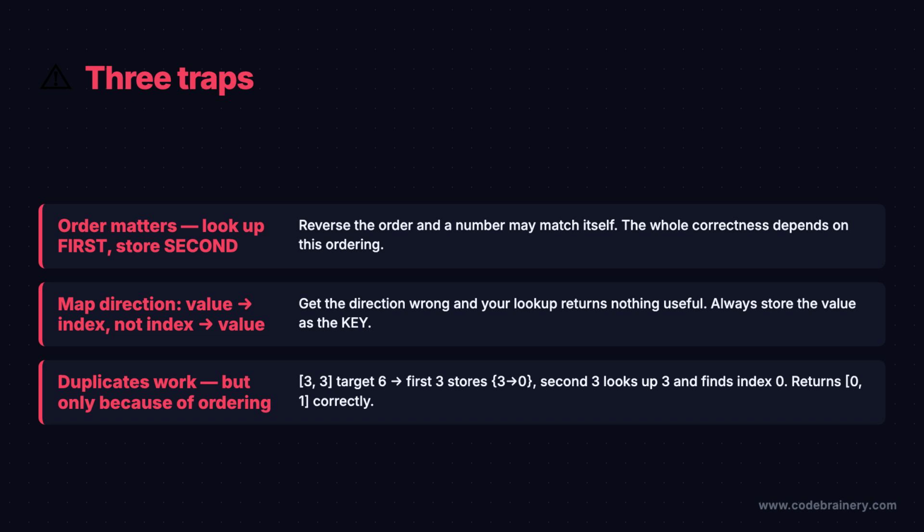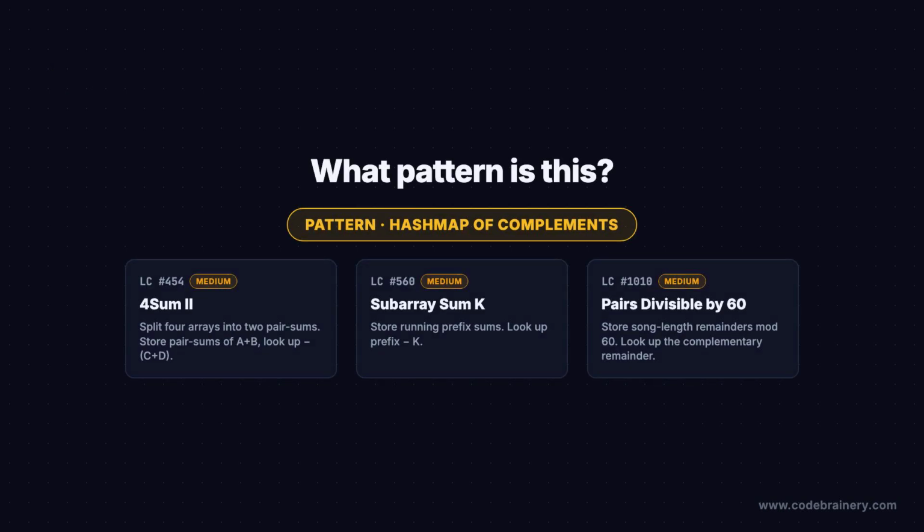3. Duplicates like 3 with target 6. First 3 goes in, mapping to 0. Second 3's complement is 3. Found at 0. Return 0, 1. Correct. The pattern. Hash map for the complement.